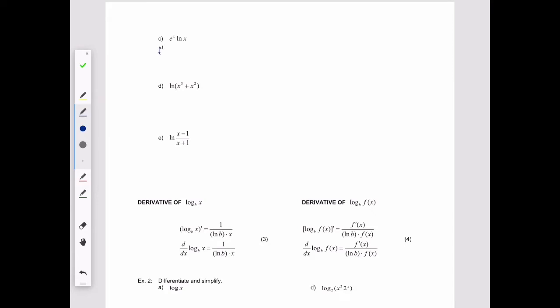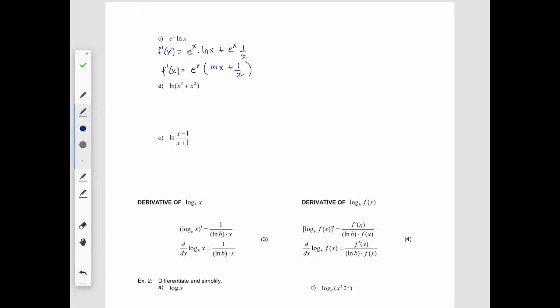So our f prime of x is going to be equal to the derivative of e to the x, which is e to the x, times the derivative of x, which is 1, which I'm not going to show, times the ln of x, plus e to the x, times the derivative of ln of x, which is 1 over x. If I try and simplify this, and see what I can factor out, I can factor out an e to the x, and what I have is ln of x plus 1 over x. And that's as far as I probably can go with that.